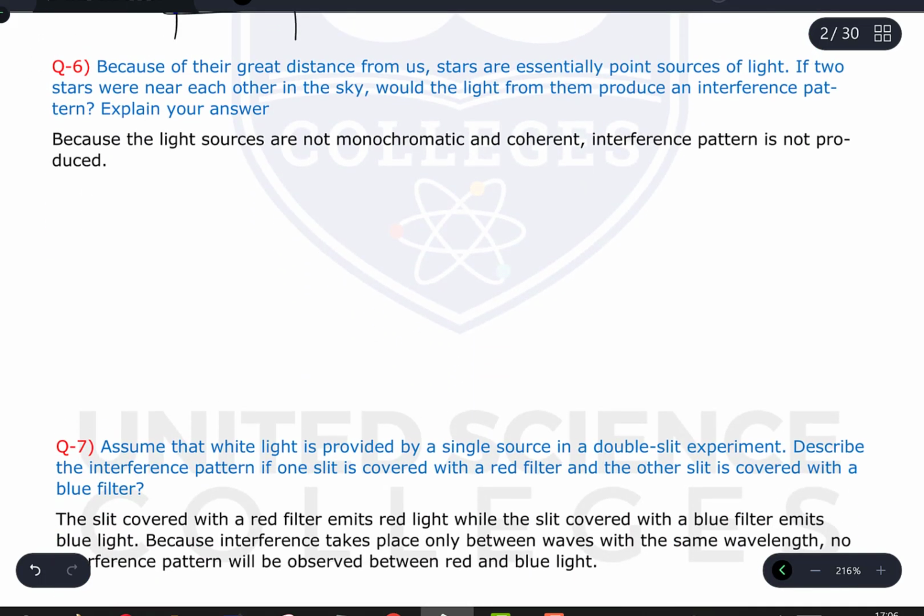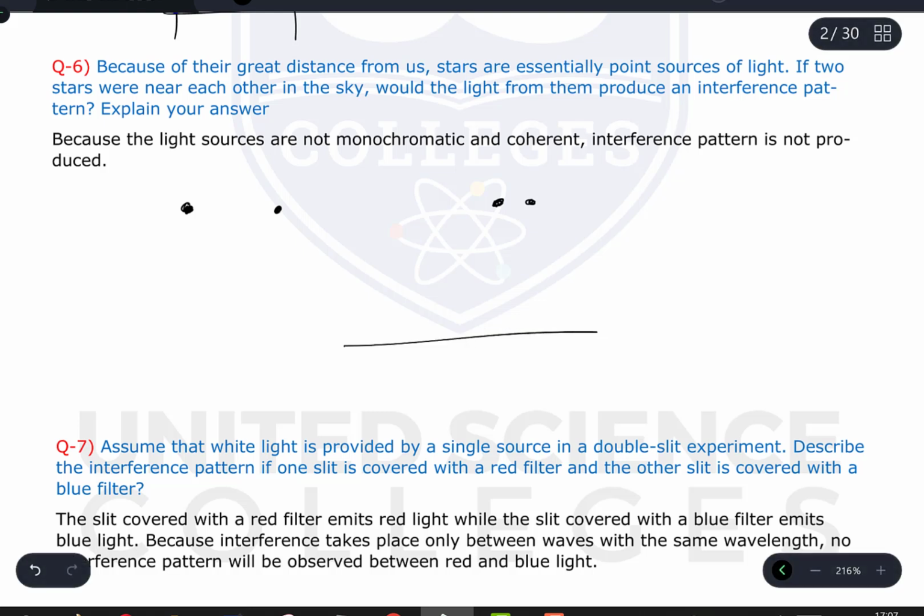Question number 6. Because of their great distance from Earth, stars are essentially point sources of light. When you look up at the sky, you will see that stars seem to be like points. One point, one star, another point, another star. If two stars were near each other in the sky, say two stars close to each other like this, would the light from them produce an interference pattern?